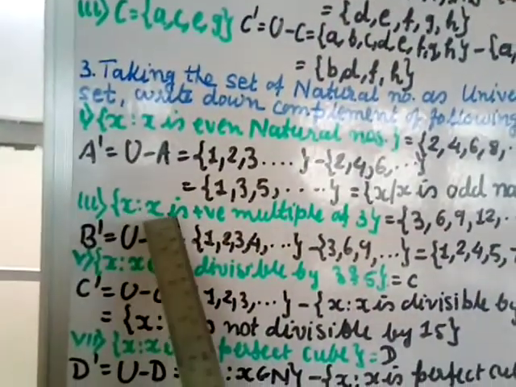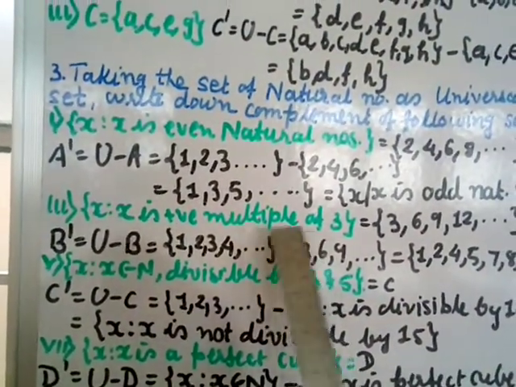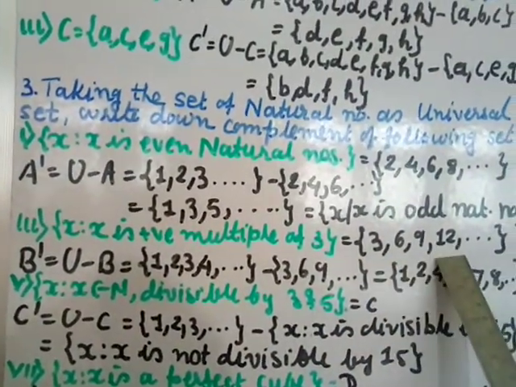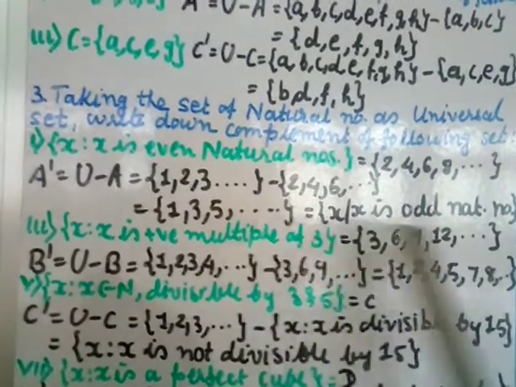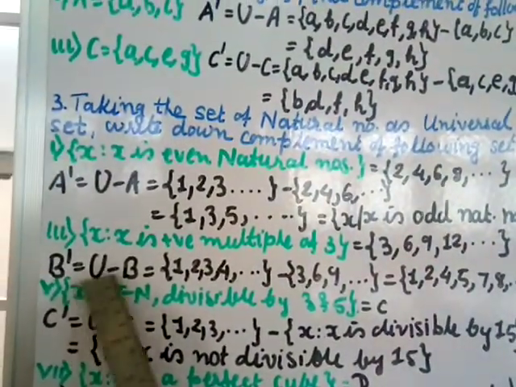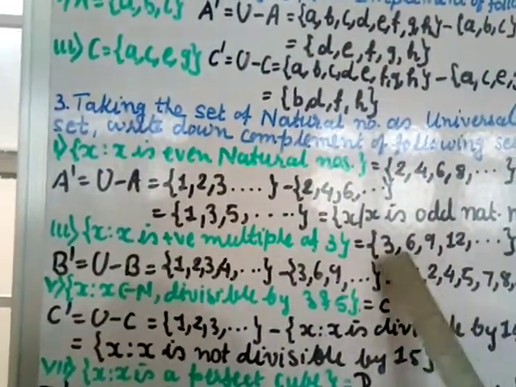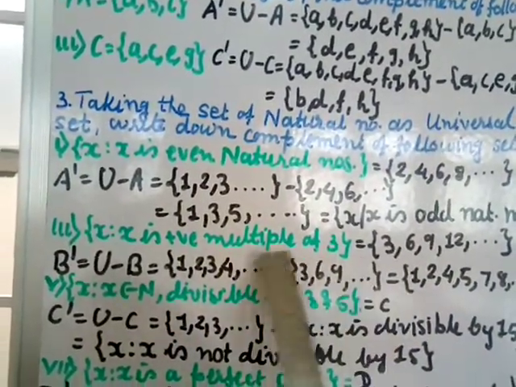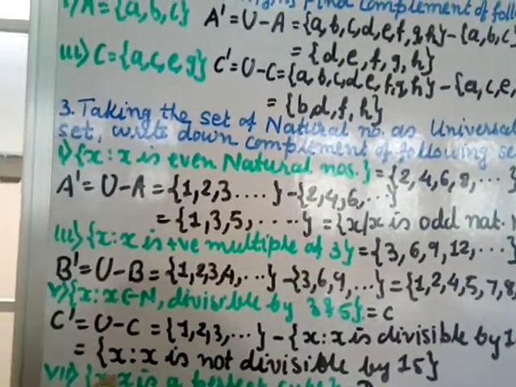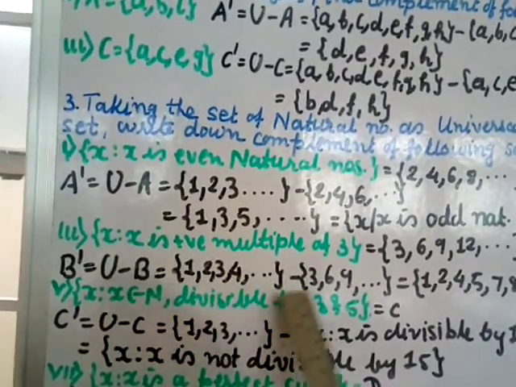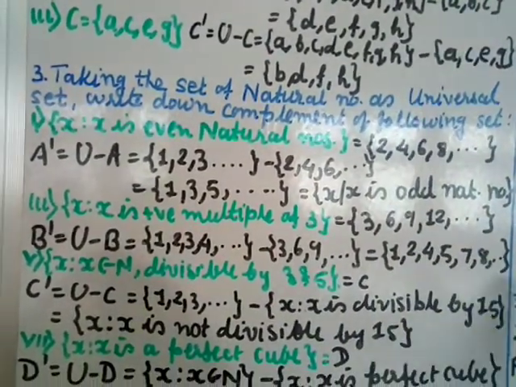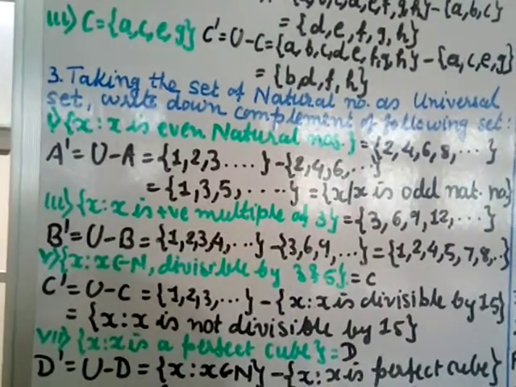Number 3, x such that x is a positive multiple of 3. Positive multiples of 3 are 3, 6, 9, 12, 15 and 18. B dash is equal to U minus B. So excluding these elements, you will take the elements which are not multiples of 3. I'll just write 1, 2, 3, 4 minus this. So remaining will be 1, 2, 3 will be cancelled, 4, 5, 6 will be cancelled, 7, 8. So this will be the complement of the given set.